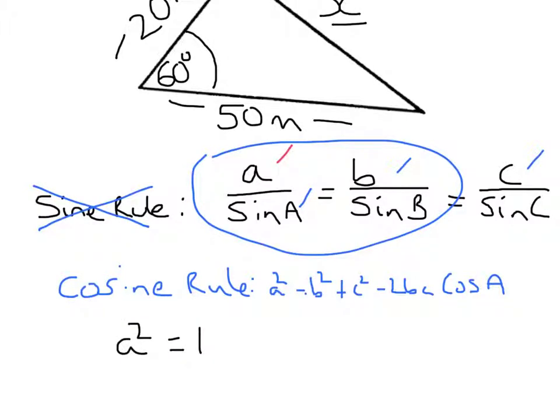So you should have found that a squared is 1900, so that leaves us with a is 43.59 meters to 2 decimal places.